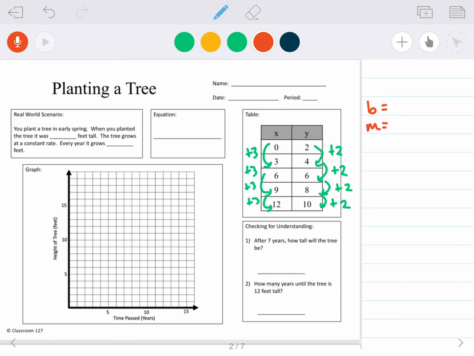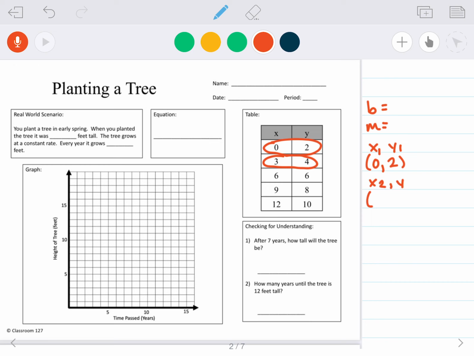And so for m, what we can do is choose some ordered pairs here to figure out what our slope is. So I could choose these two, for example, right? I can say 0, 2 could be our first point, x1, y1. And I could say that my second point is x2, y2, which in this case is 3, 4. But you could have used any other point on here as well. So for our slope, we're going to do y2 minus y1 over x2 minus x1, giving us 2/3. All right, so that's our slope.